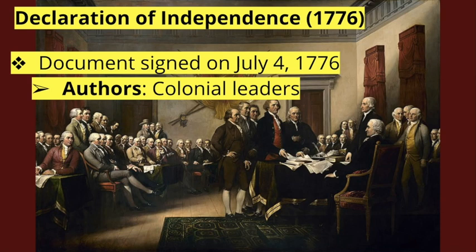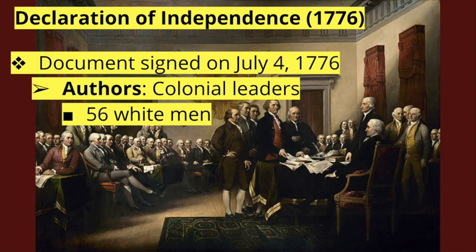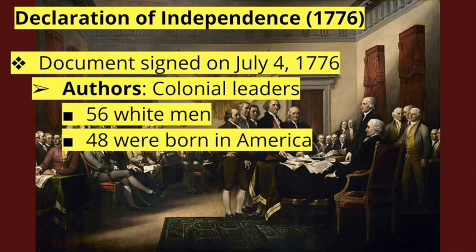It was signed by 56 colonial leaders. You can call them colonists or colonizers, same thing. Of these 56 colonists, all of them were white men. 48 of them were born in America. The rest were born in Europe. And 41 were slave owners.